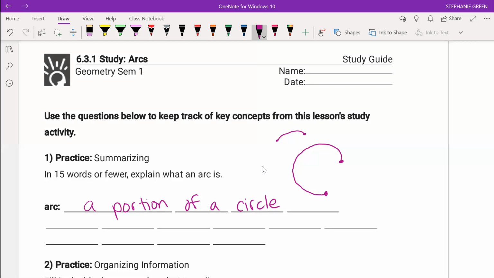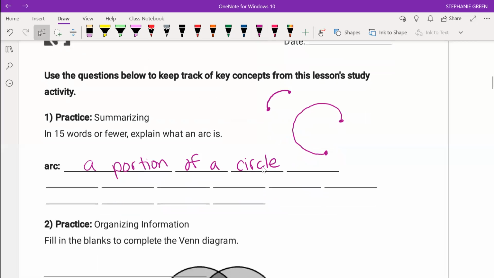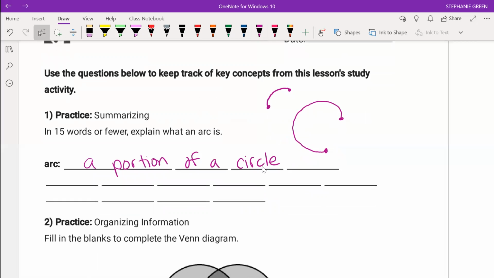So my arcs here aren't exactly perfect. I don't think they follow a perfect circle at all. But that is important for an arc. An arc needs to follow an actual circle. The circle can be any size, but that's what determines the curvature of that arc.